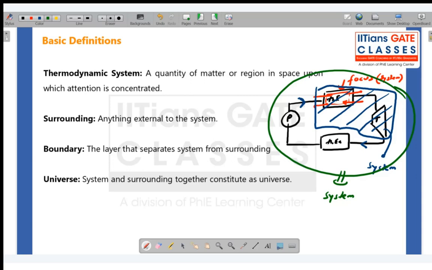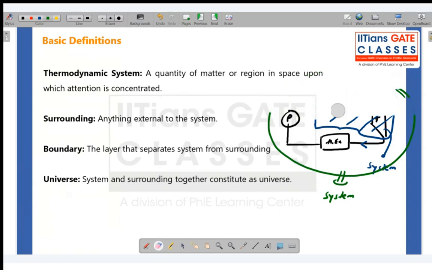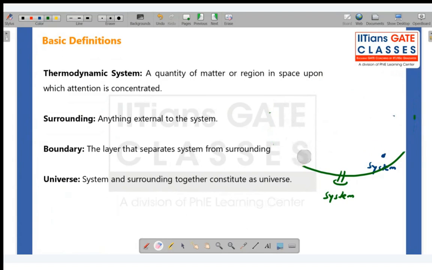And it's very important to determine what your system is, because a lot of problems you will face have so many unknowns that you are not able to solve them. Why? Because you did not decide your system properly. If you want to solve a problem, you have to see what system to choose. That we are going to see when we solve a few questions. Okay, so this will be our system.